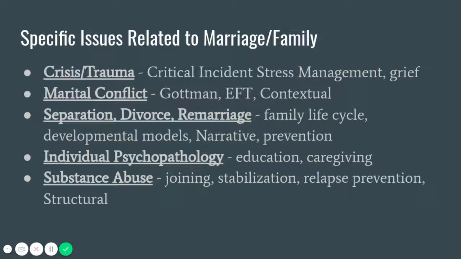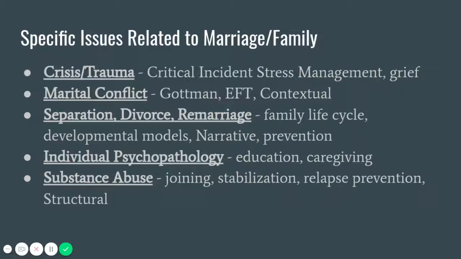In marital conflict, Gottman, emotion-focused therapy, and contextual, I think, have the most application specifically to couples, though certainly you could use CBT or solution-focused models as well. Separation, divorce, and remarriage: it's important to look at the family life cycle, use developmental models to think about the development of the family. I think narrative is certainly a useful approach here, finding meaning in various shifts within the family system. And certainly prevention is another piece, trying to keep marriages together and prevent separation and divorce.